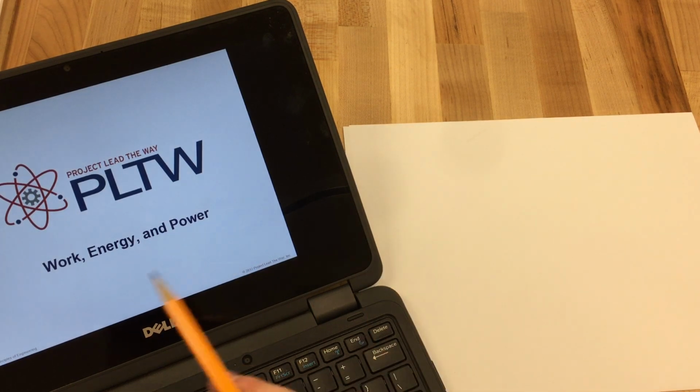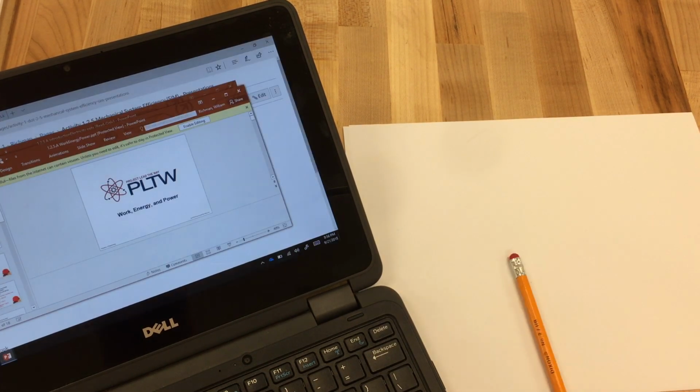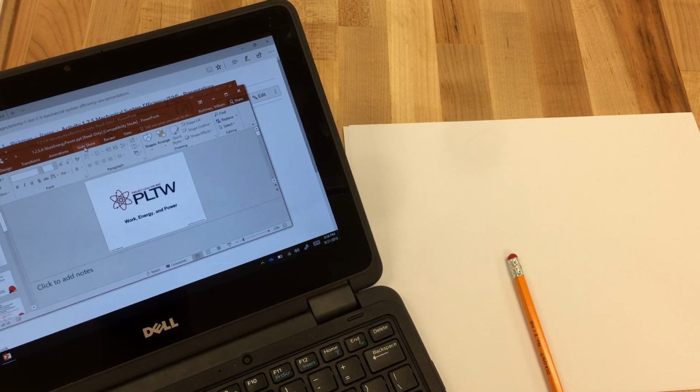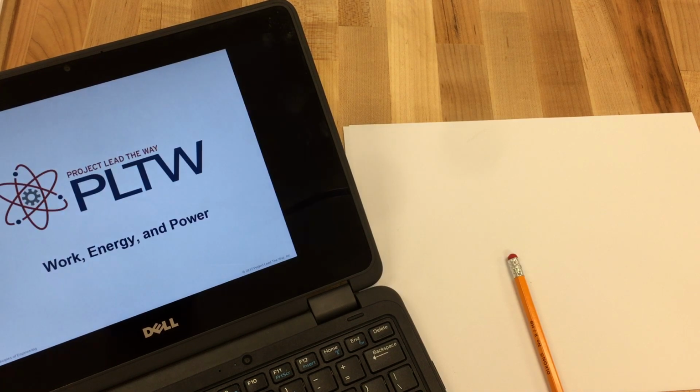So to start, work, energy, and power. If you look for this, it is in your Canvas underneath 1.2.5. All right. We are going to do the simulation for this assignment instead of the actual one. So make sure you're in the simulation link, not the real world one.